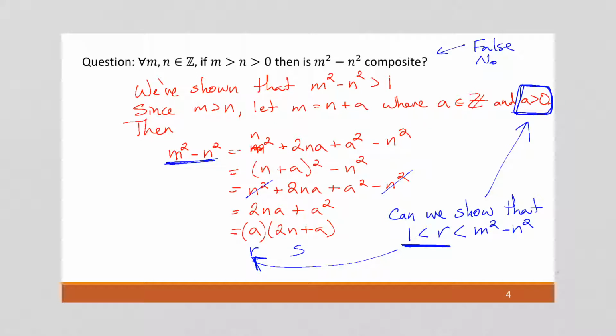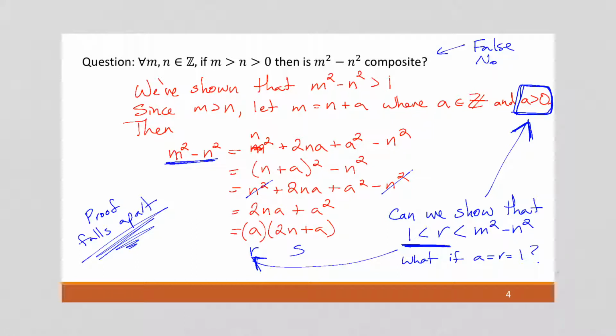So what if A, which equals R, is equal to 1? It's not guaranteed that A will be greater than 1. So our proof falls apart. This is what happens if you try to prove something true that isn't true: at some point in your proof, you're going to get stuck.